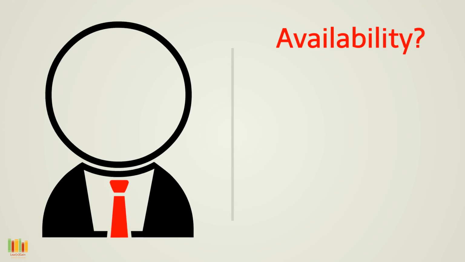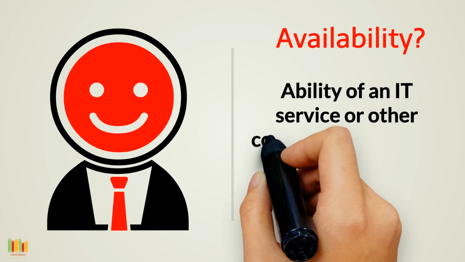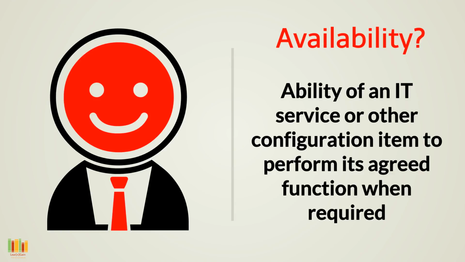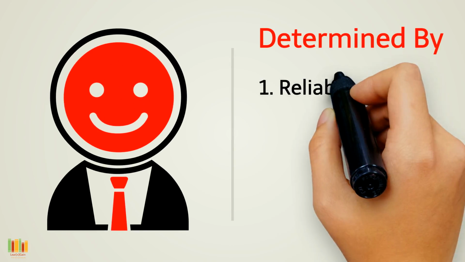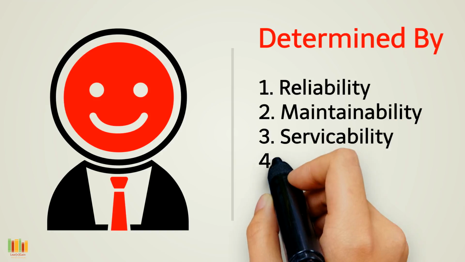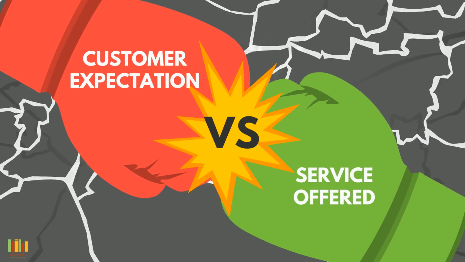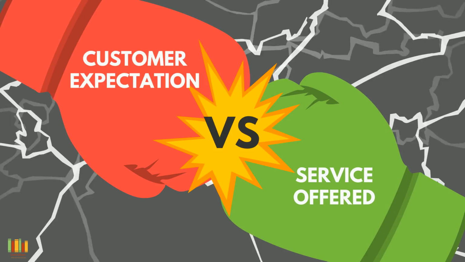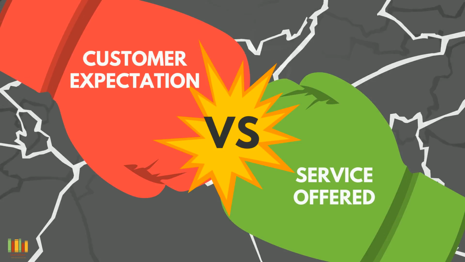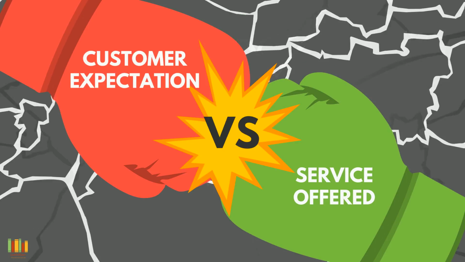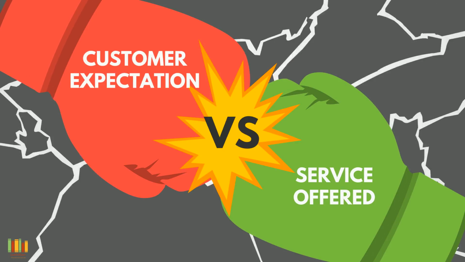Availability is the ability of an IT service or other configuration item to perform its agreed function when required. Availability is determined by reliability, maintainability, serviceability, performance and security. Availability is usually calculated as a percentage. The main challenge of availability management in today's world is to meet the expectation of the customer. Businesses expect their services to be available 24/7.